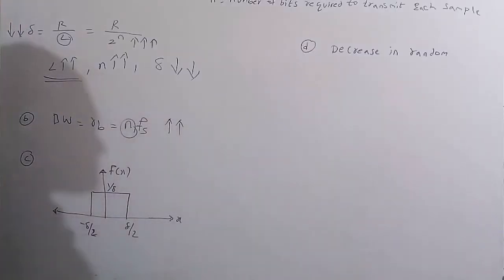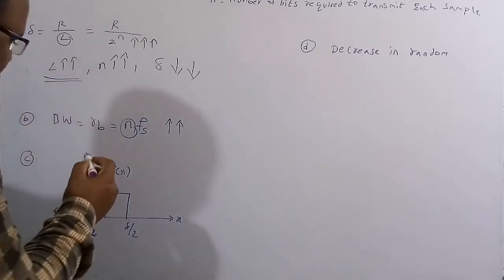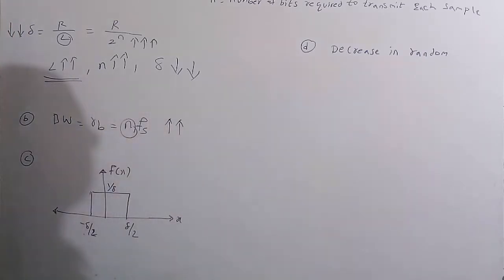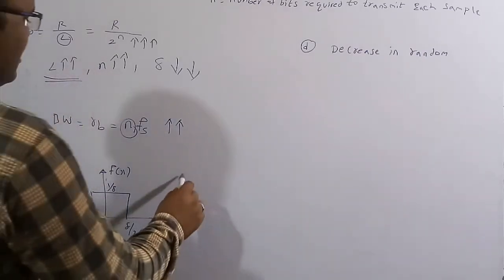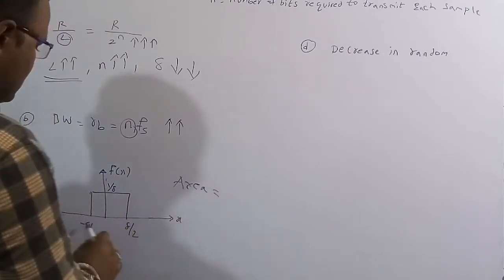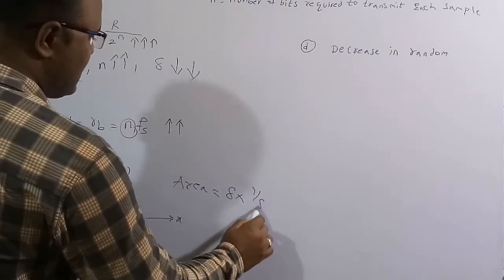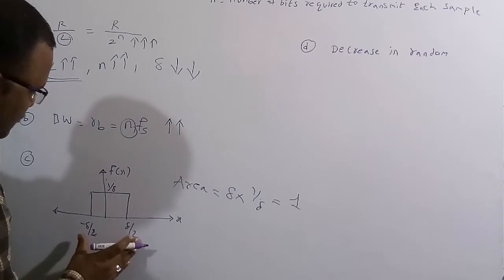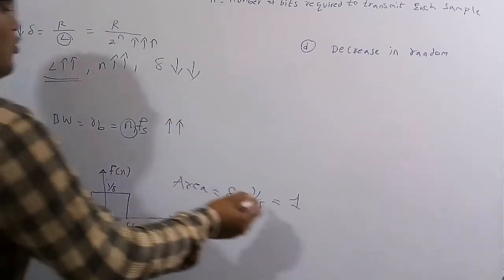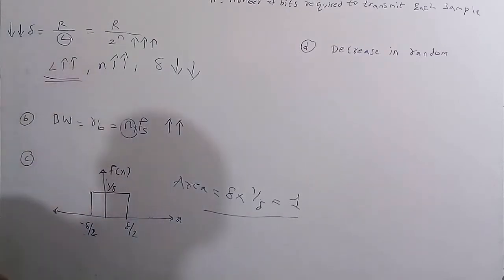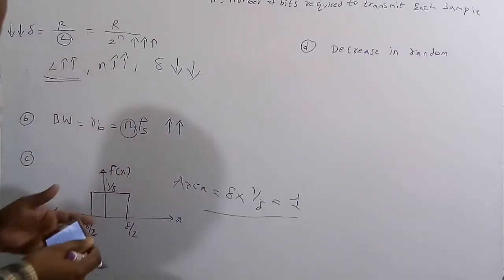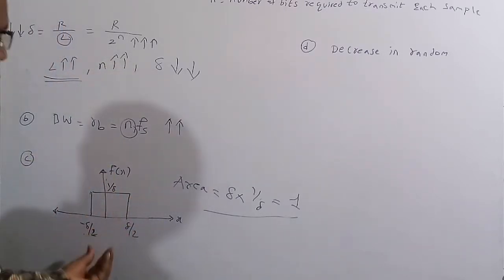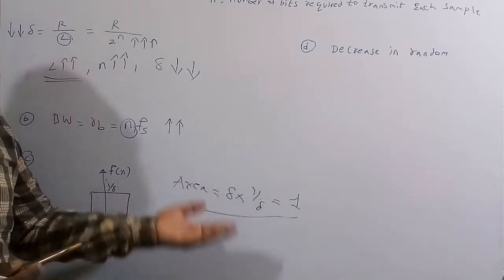Now see, decrease in channel noise. Let's check whether the decrease in channel noise will happen or not. This is the channel noise function with respect to x. This is minus delta by 2, this is delta by 2, and this is 1 by delta. If you take the area of this graph, the width is equal to delta and the height is equal to 1 by delta. It is always 1. No matter whether you decrease the width, the height will increase, so the overall area will always be the same. This area gives you the information about the noise power, so whether you increase or decrease, the area is always constant, equal to unity.